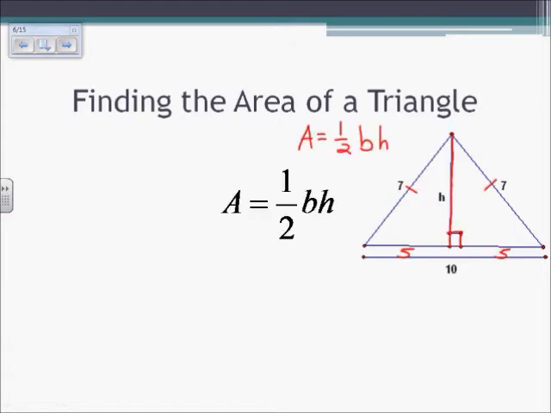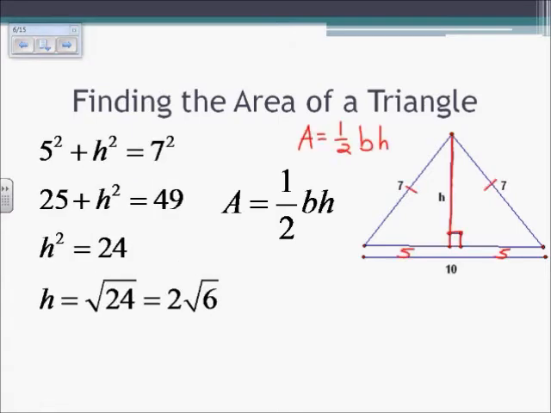So again, there's the formula for area of a triangle. The information that we're going to use then will be with the Pythagorean theorem. 5 squared plus h squared equals 7 squared. 25 plus h squared is equal to 49.